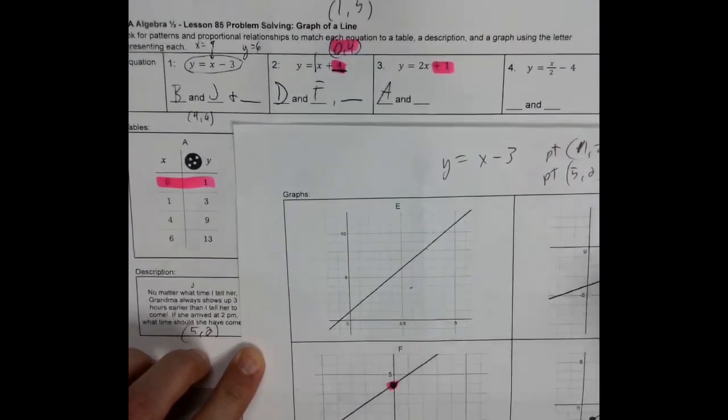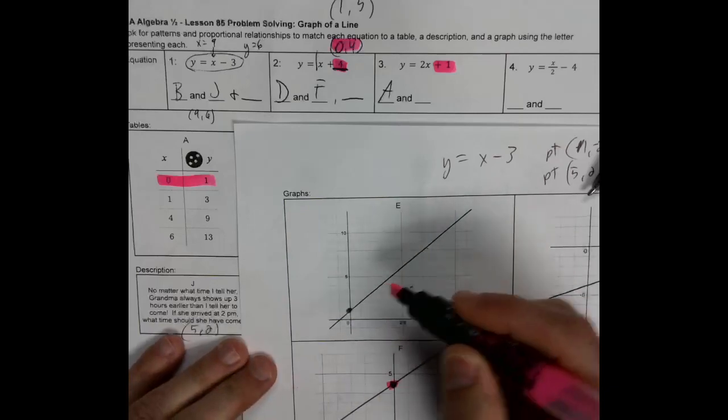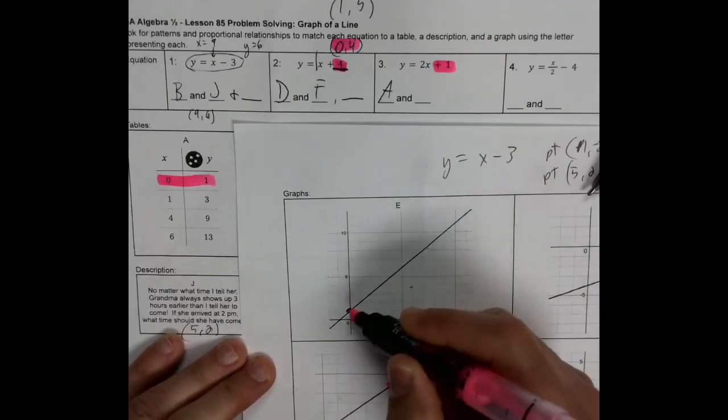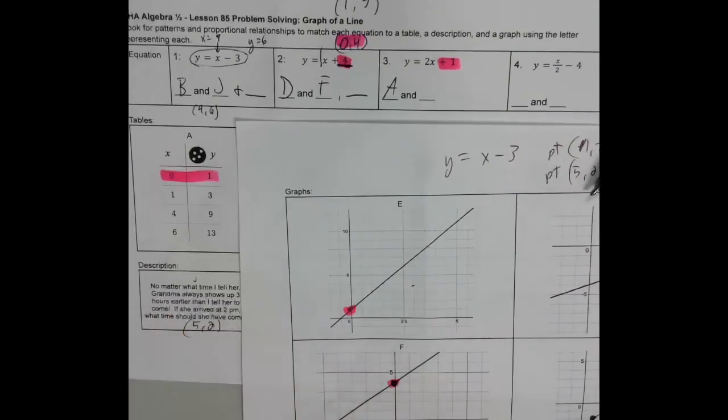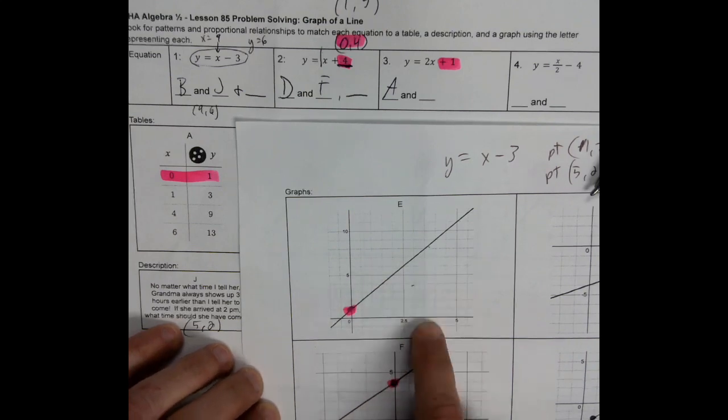Now let's look. 0, 1, 0, 1, 0, 1 is right here. But this one's a little bit different, and you will not notice it just by counting the squares. So if I teach Algebra 1 next year, I'm going to make it my goal to kind of deprive you of the squares, because that will force you to have to do the math.